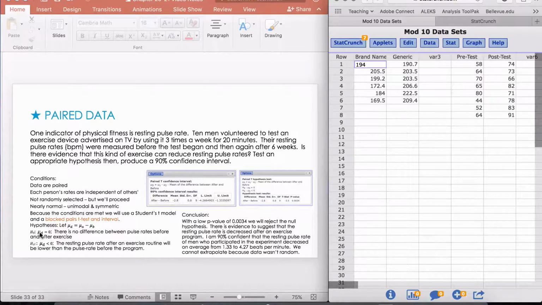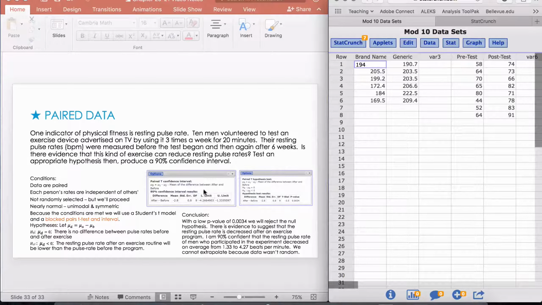So here, mean of differences equals 0. There's no difference between pulse rates before and after. And again, mean of differences is less than 0. So because, this is important, because I chose after minus before, my alternative is less than. If you chose before minus after, then you would assume that number is positive and that should be greater than 0. So the resting pulse rate after an exercise routine will be lower than the resting pulse rate before.